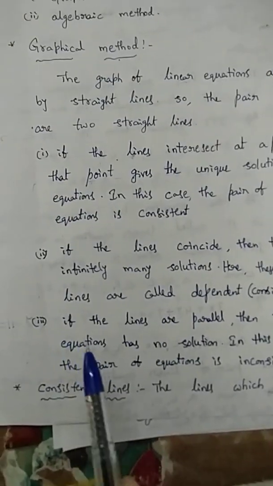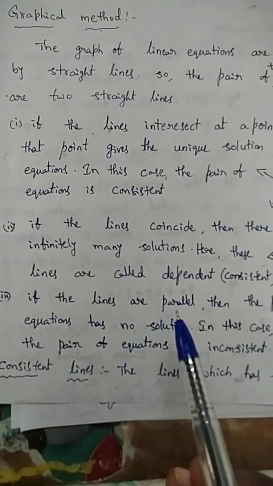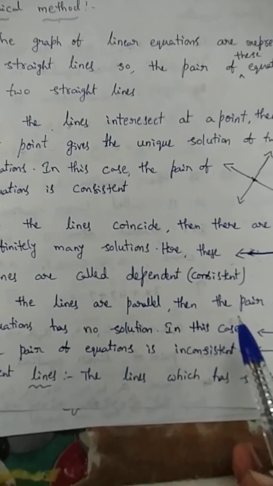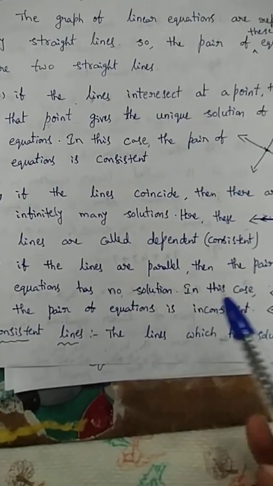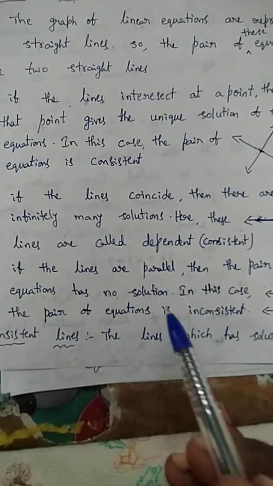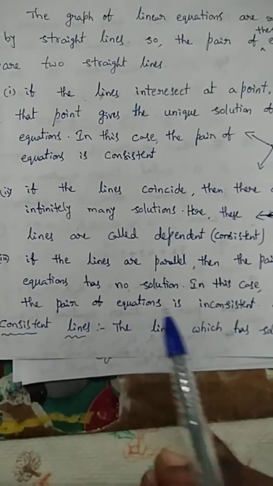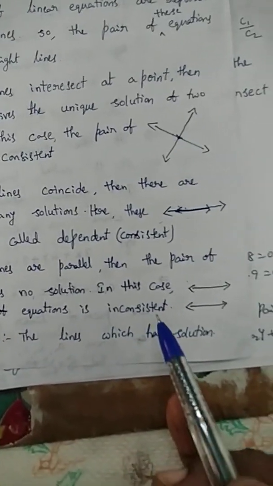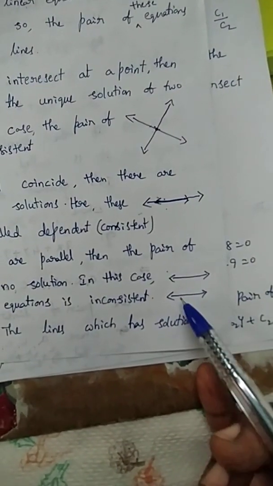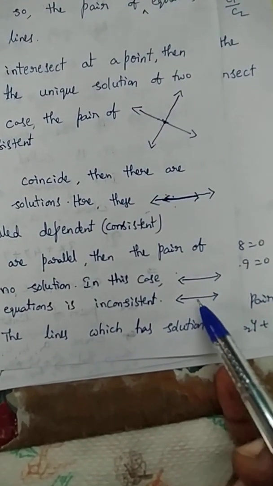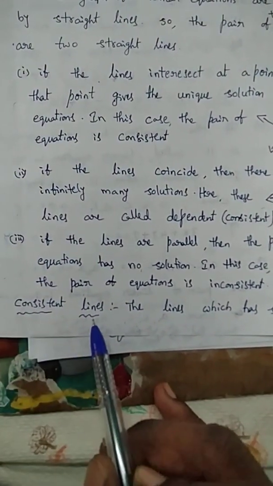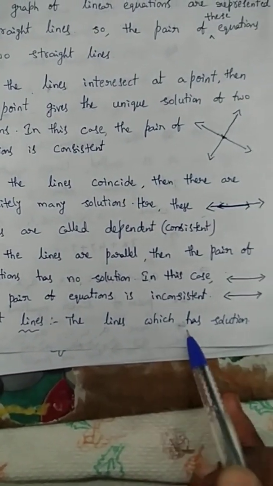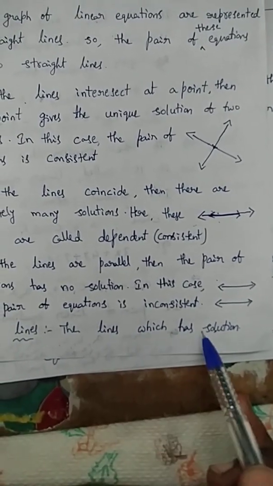Okay, then if the lines are parallel, the pair of equations has no solutions. In this case, the pair of equations is inconsistent. We call those inconsistent lines. Why? Because there is no solution for the two lines. These are parallel lines. So the definition of consistent lines: the lines which have a solution are consistent.